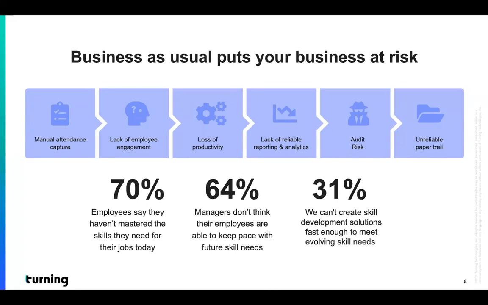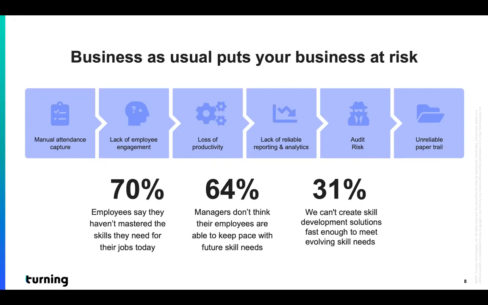We partner with a lot of teams across the organization, across the industry, and a lot of these folks, we took surveys, we worked with some of our folks who are participants, folks who are instructors, folks who are facilitators, and got some stats that we thought were pretty interesting across the board. We heard from a lot of folks that 70% of employees say that they haven't mastered the skills they need for their jobs today. But 64% of managers don't think the employees are able to keep pace with future skill needs. It's a very interesting set of percentages that we got back, again, from some of our clients we work with. And then 31% said that they can't create skill development solutions fast enough to meet the evolving skill needs.